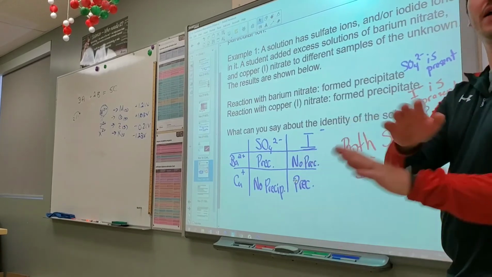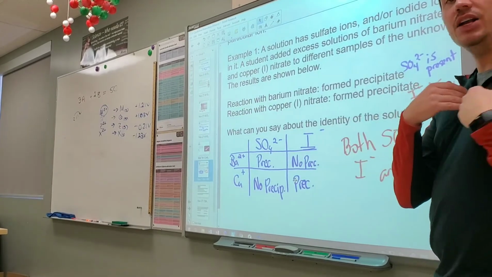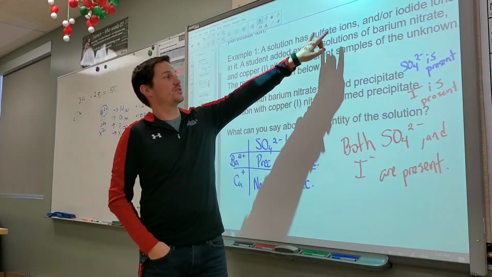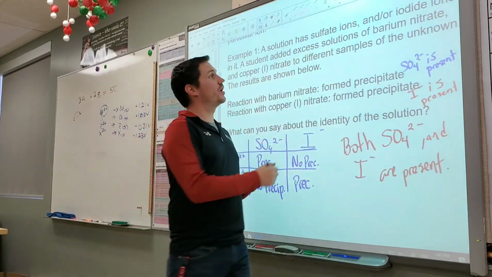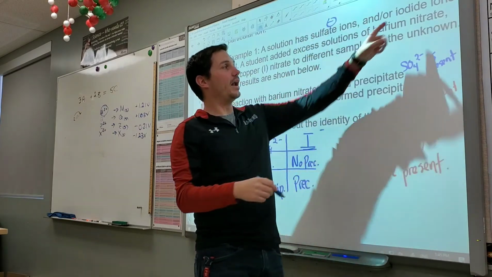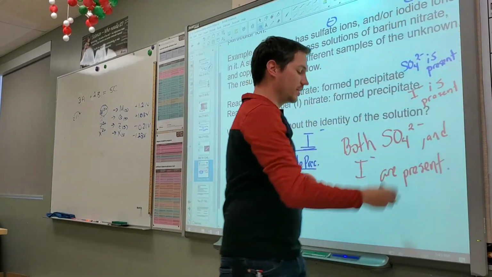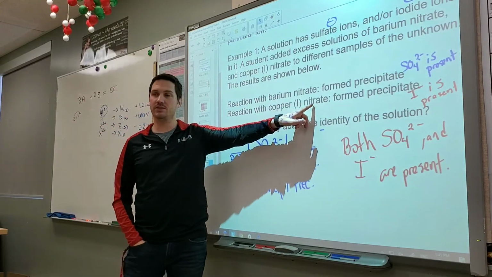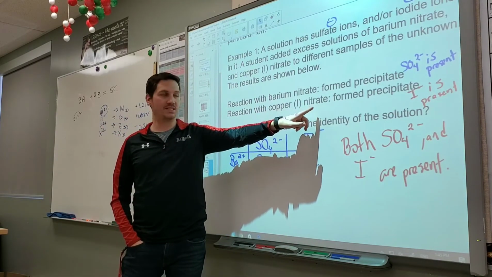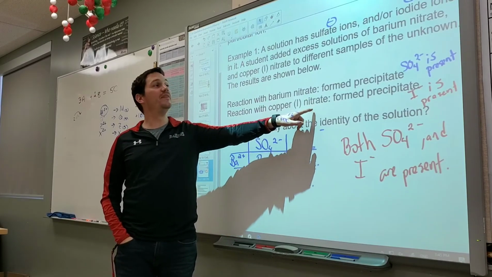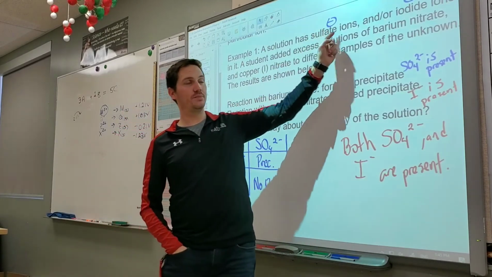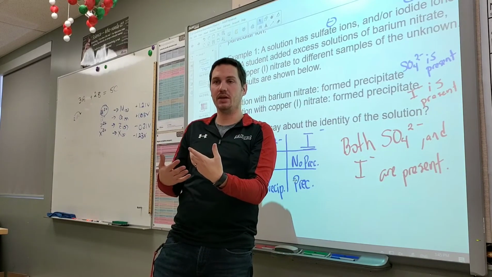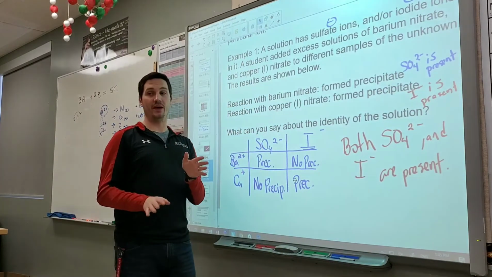What I would say is because, okay, I know that our only two options are sulfate ions, which are negative, and iodide ions, which are negative. So is nitrate positive or negative? It's negative. So nitrate will never, ever, ever form a precipitate with these two things. Two negative things don't form a precipitate together. So I just ignored them.